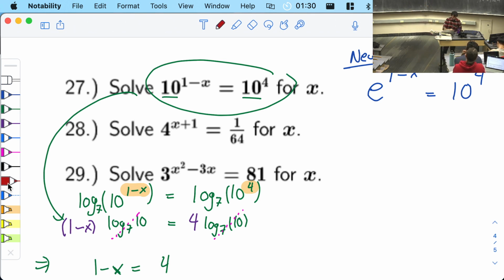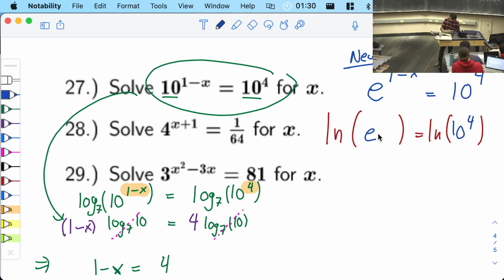So I'm going to apply log. Any log will work. You will get to the right answer. In this case, I think it's a little easier to apply ln, so I'm going to do ln of both sides. So I have the ln of e to the 1 minus x and the ln of 10 to the 4. The ln of 10 to the 4, again, by simplifying, becomes 4 times the ln of 10. The 4 jumps down just like before.